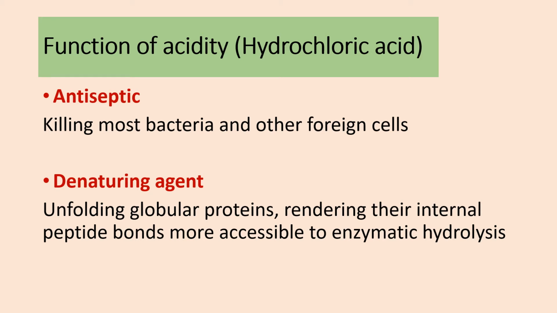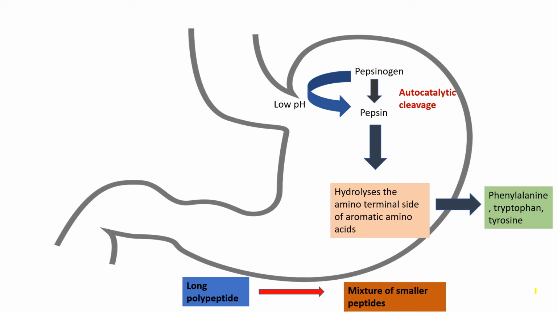The second important function of the hydrochloric acid is that it acts as a denaturing agent. It means that it unfolds the globular proteins, which leaves the internal peptide bonds more accessible to the enzymes which are there for their hydrolysis. The third function of the HCl is that this low pH helps to activate the zymogenic form of pepsin, that is pepsinogen, which is released by the chief cells of the gastric glands. The low pH activates the pepsinogen to pepsin.